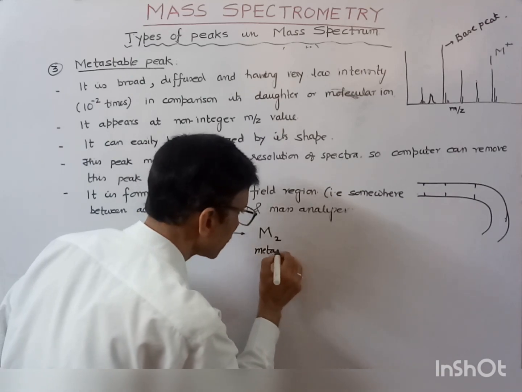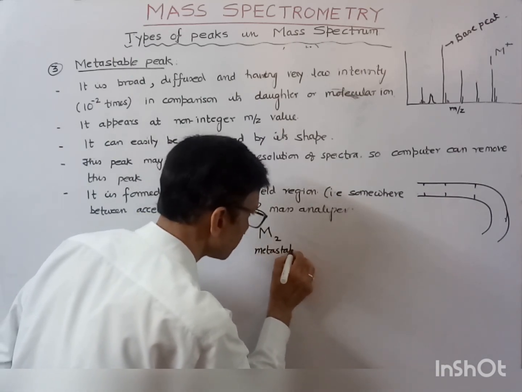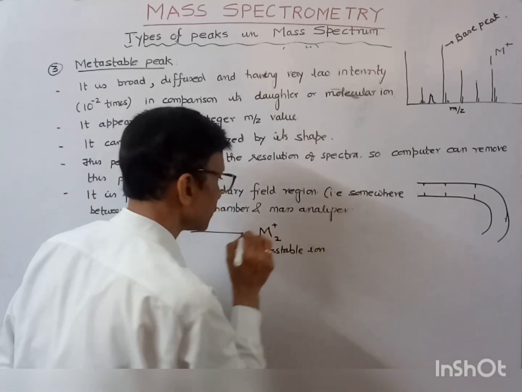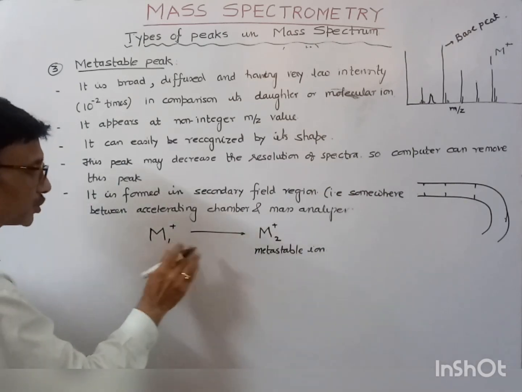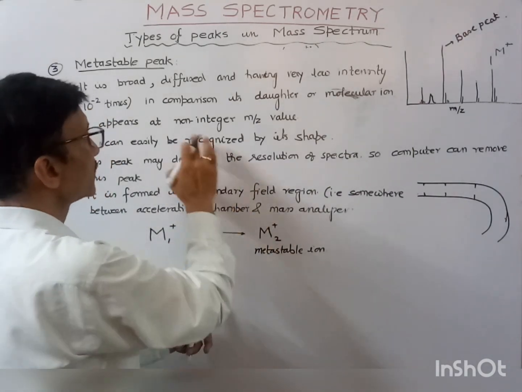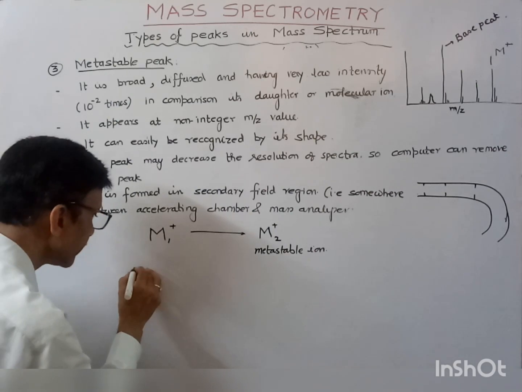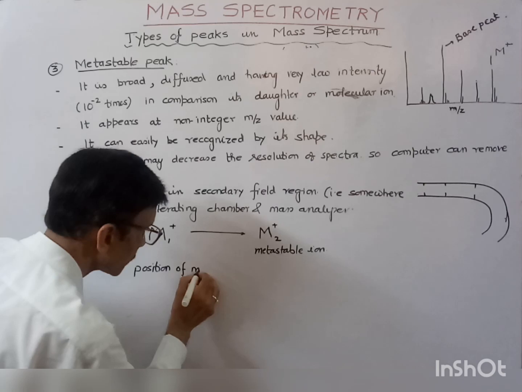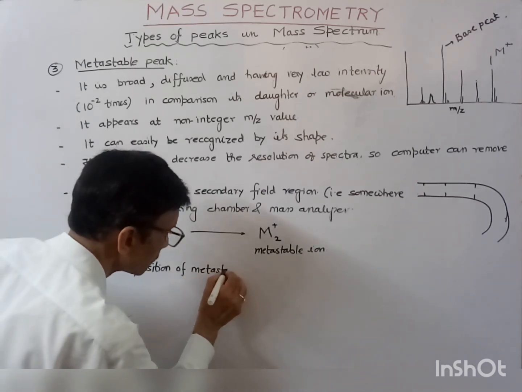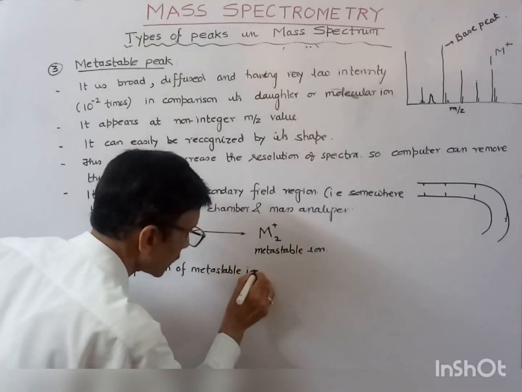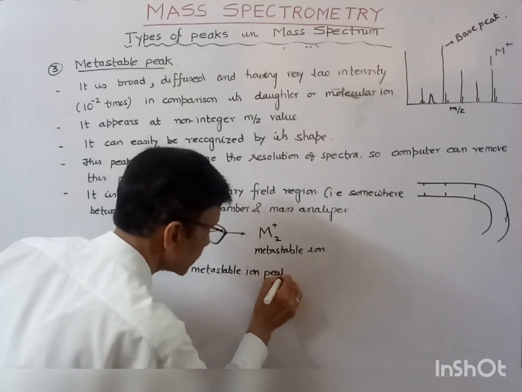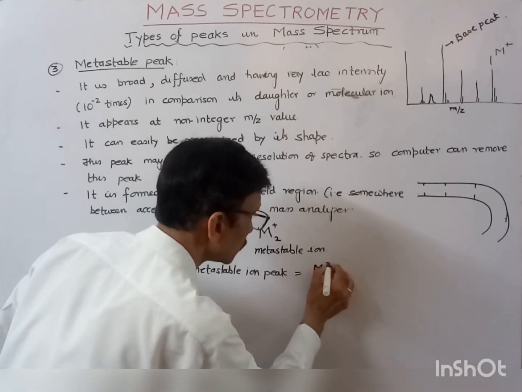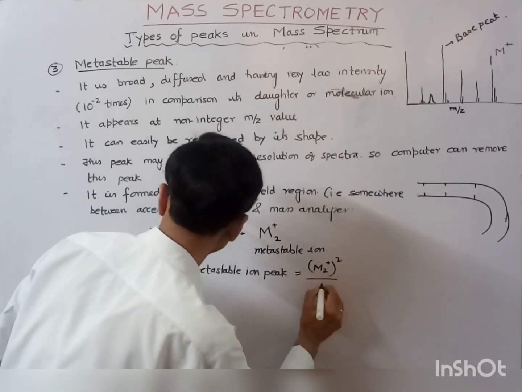Okay, suppose this is the metastable ion, and the position of this metastable ion is non-integer. So we can determine the position of this metastable ion peak by the formula M2 squared upon M1.